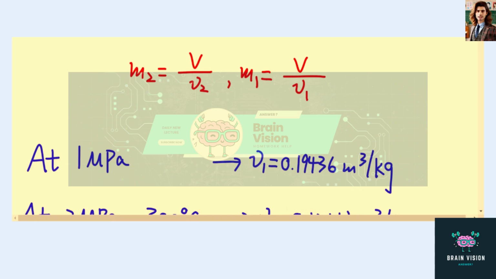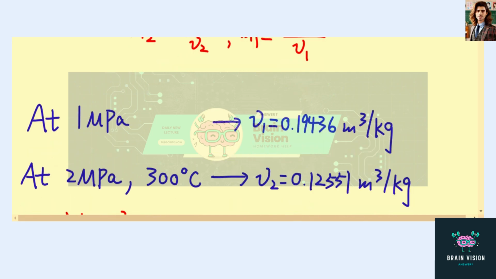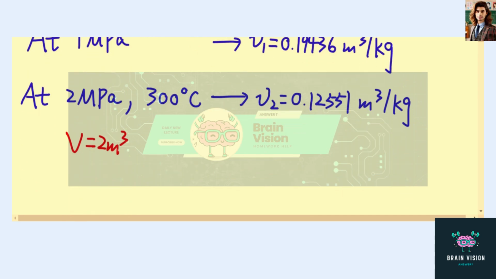So if you take a look at table A5, which is the saturated water pressure table, at 1 megapascal, the corresponding specific volume is 0.19436 meter cubed per kilogram. And then let's take a look at table A6, which is the superheated water table. So at 2 megapascal, 300 degrees Celsius, the corresponding specific volume is 0.12551 meter cubed per kilogram. And we know the volume from the question is given as 2 meter cubed.